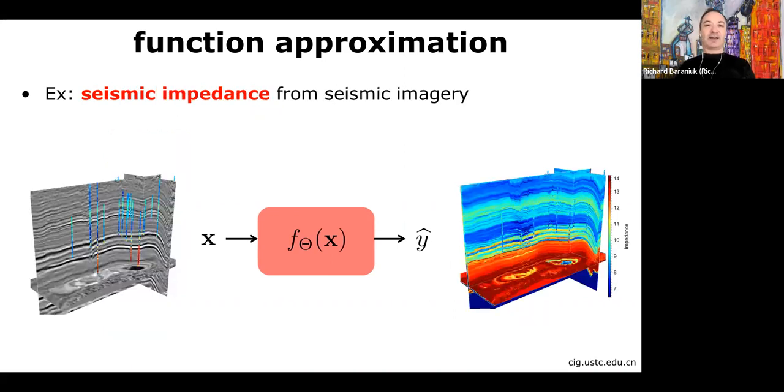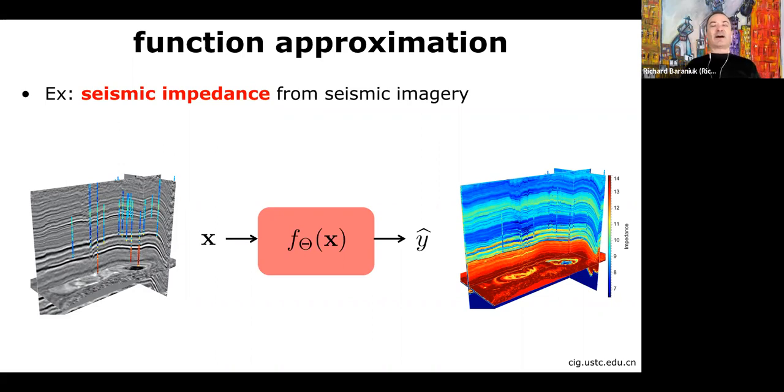Another problem is the regression problem. Here you might want to go function to function. This is just one example of taking, for example, some seismic imagery and some well logs. Those are those vertical stripes on the left. And what you'd like to do is infer the impedance of the Earth from this. So this would be an example of a regression problem.